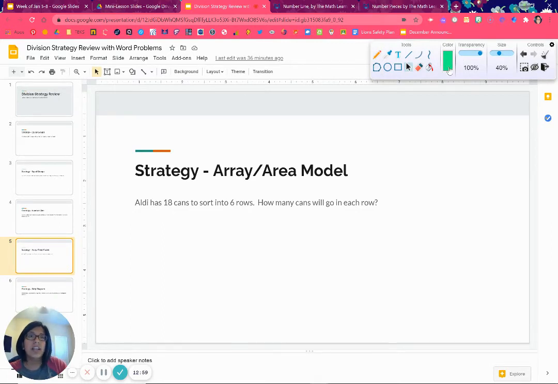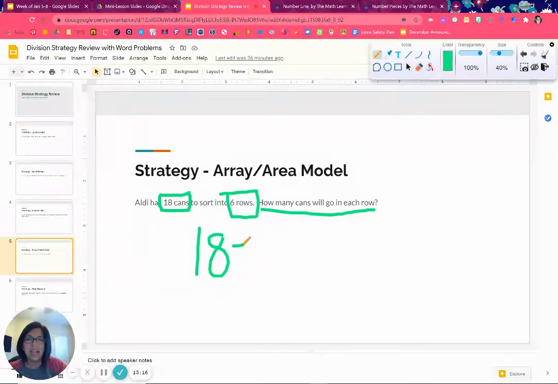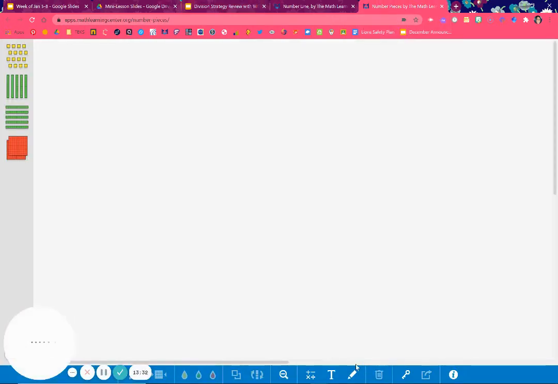All right, but before we do that, let's look at what we need to do. It says there are 18 cans, and they want them in 6 rows. So they're already telling you your rows. How awesome is that? They want to know how many go in each row. So I already know that my equation is going to be 18 divided by 6, and we're going to find out what it equals. If you already know it because you know your multiplication, fabulous, but you want to have the correct representation. Okay, so let's go ahead and solve this using an array.